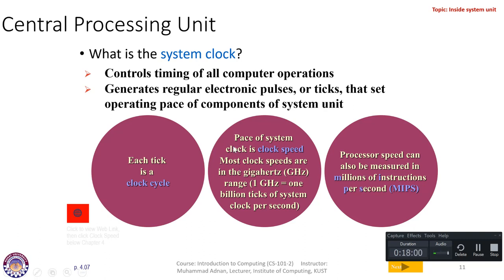So for example, each tick is a clock cycle. The pace of a system clock is called clock speed. If in 1 second we have 1 million clock cycles, it means the computer can execute 1 million instructions in 1 second. This is what gigahertz also means: 1 billion ticks of a system per second. So we can say the system is capable of executing 1 billion instructions in 1 second. That is a very great speed.